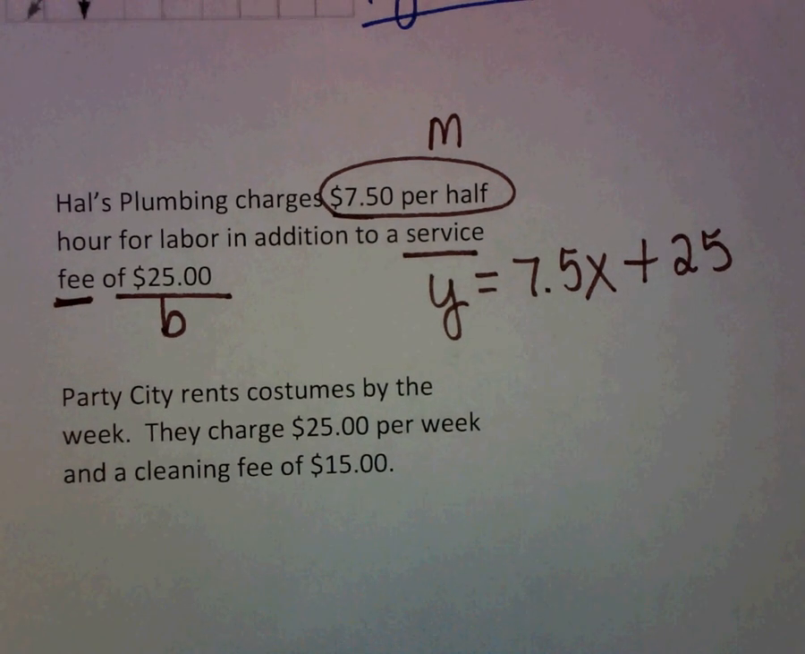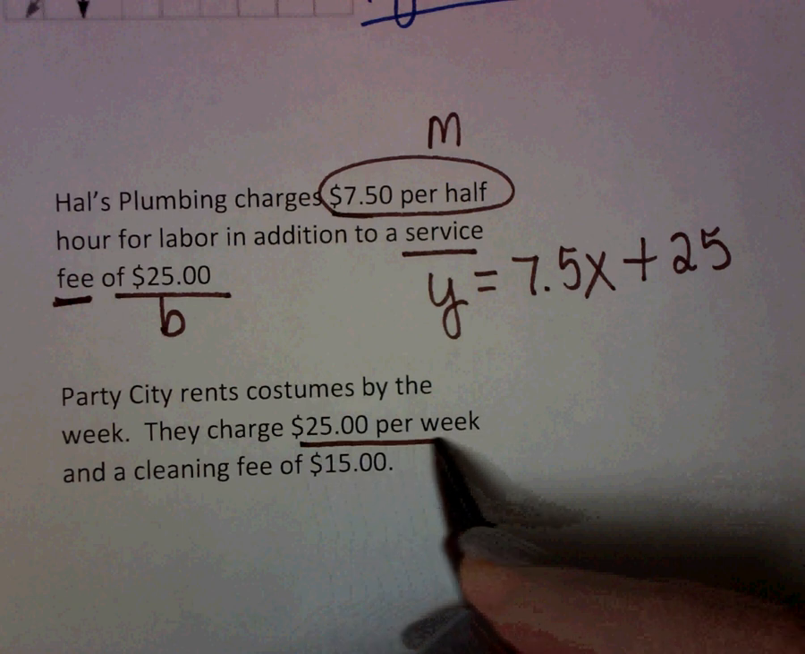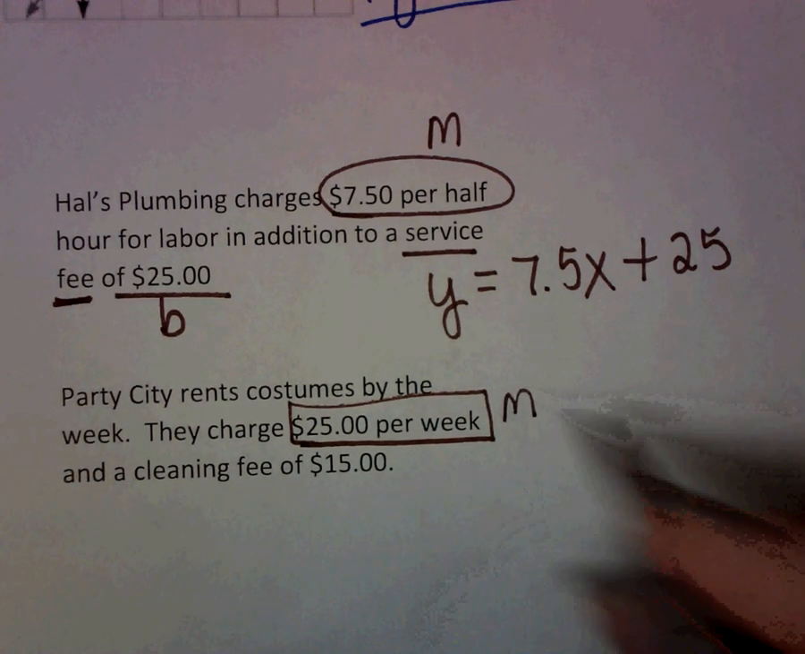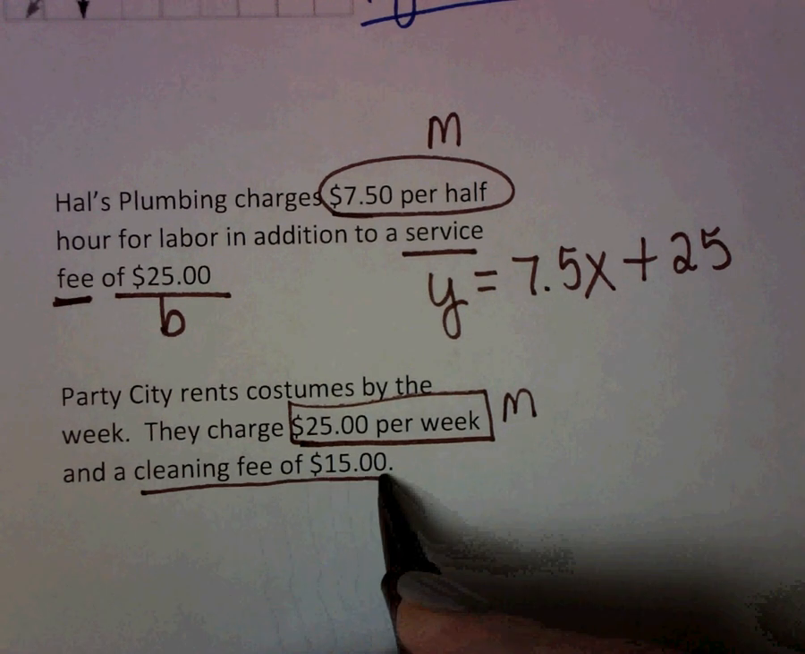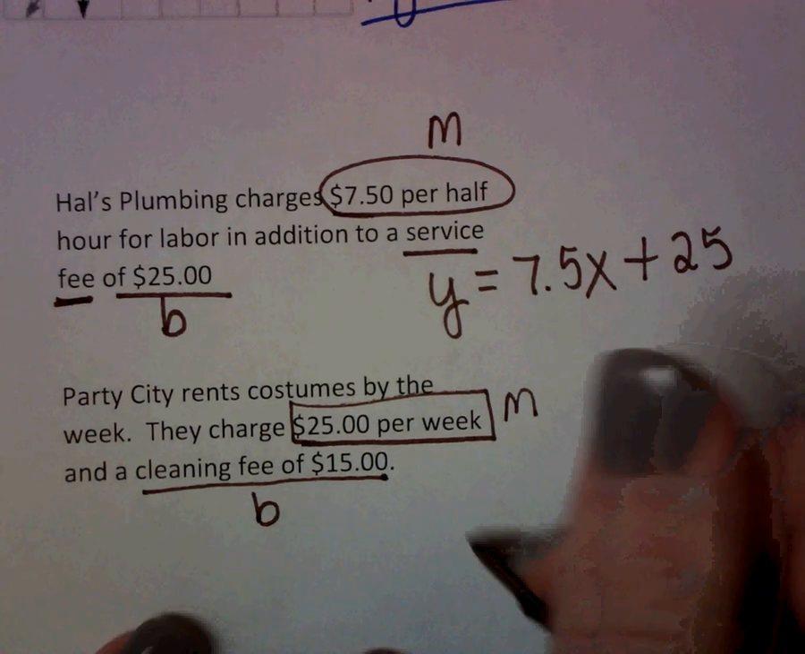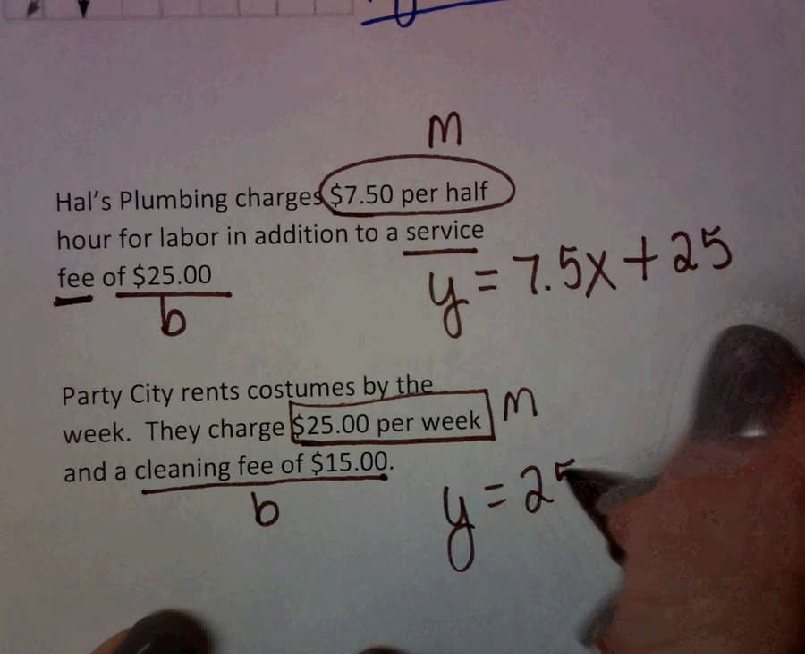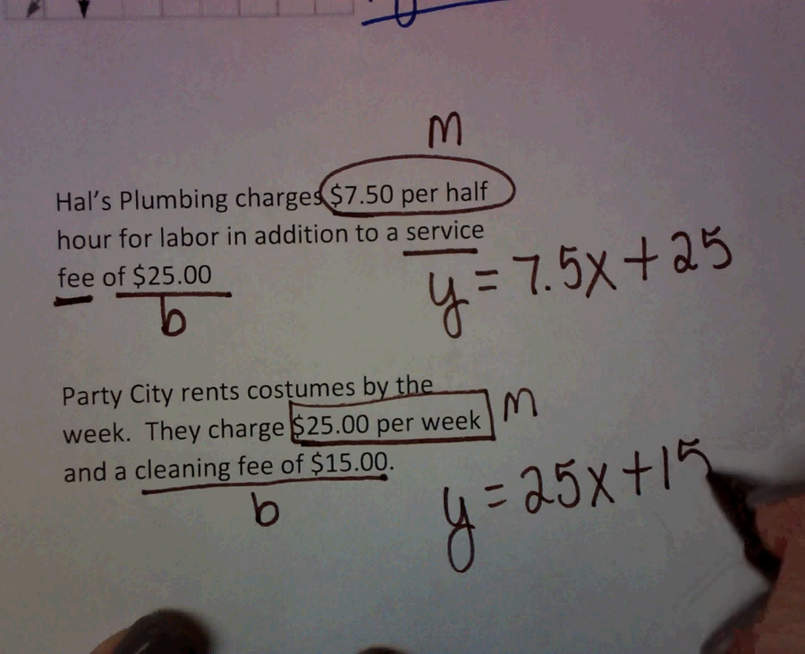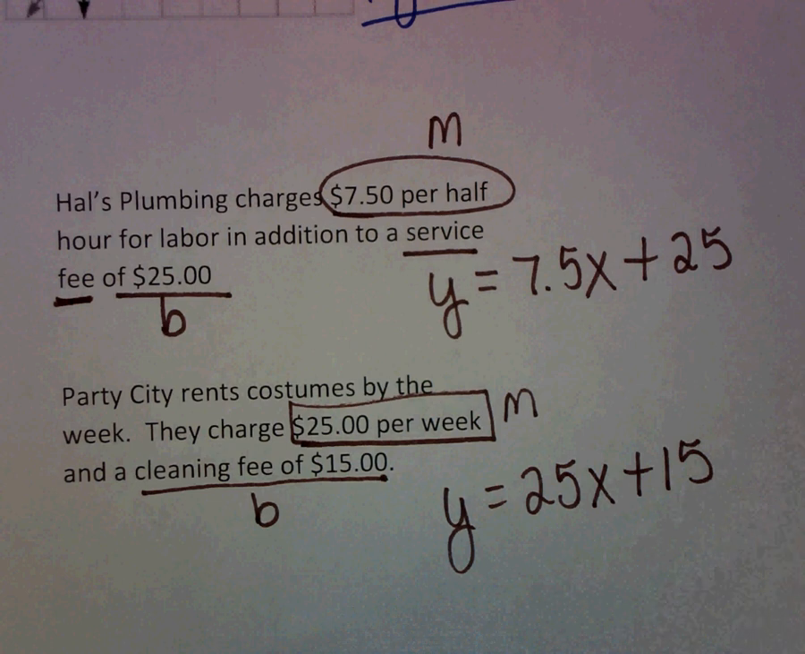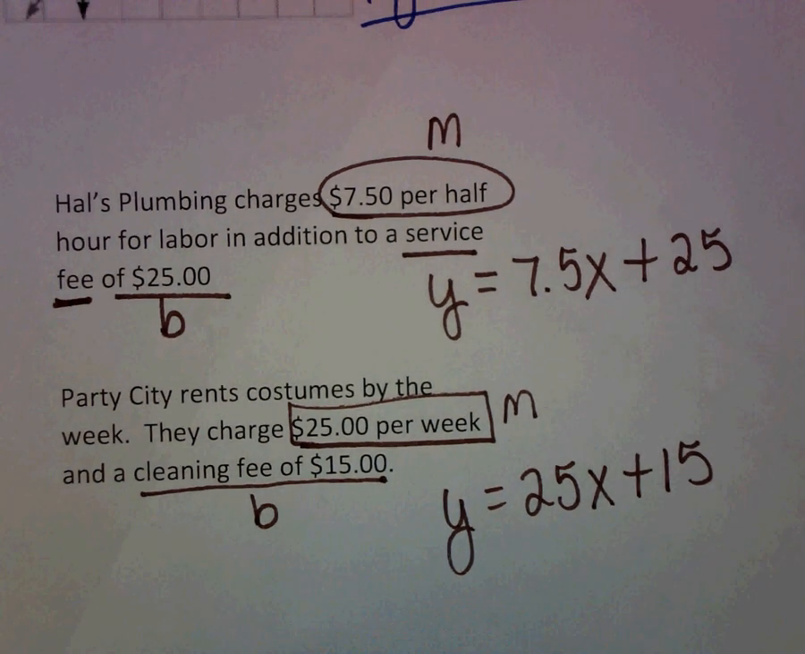Okay, last example. Party City rents costumes by the week. They charge $25 per week. That would be your slope. And a cleaning fee, a one-time fee of $15. That's your y-intercept. So the equation is y equals 25x plus 15. Okay. So now you should be ready to look at the cards and analyze which one does not belong.